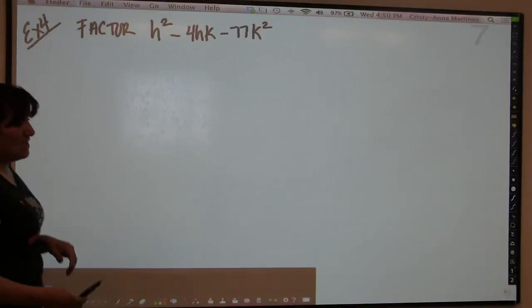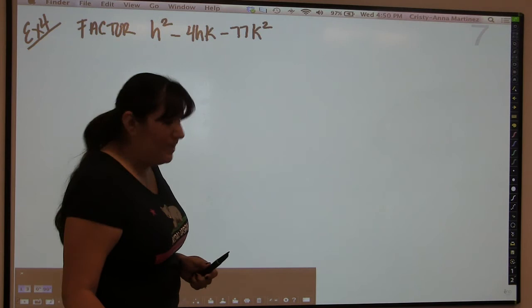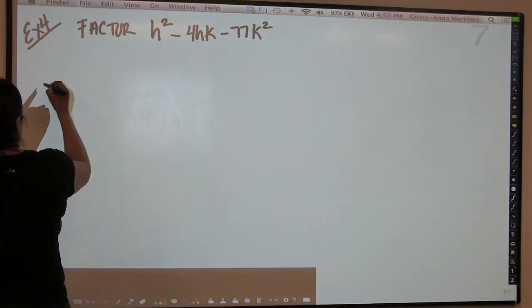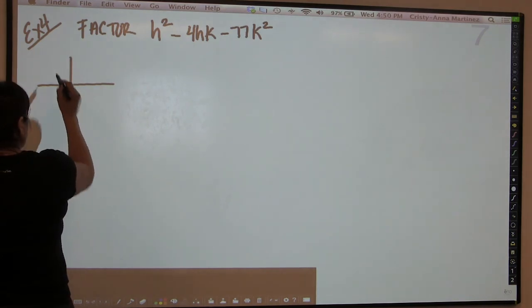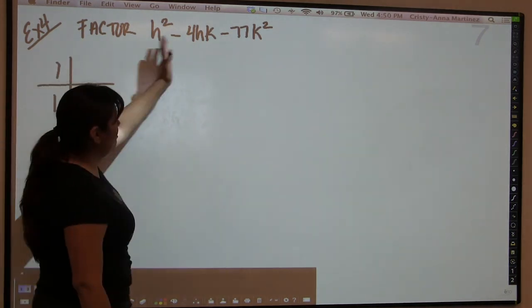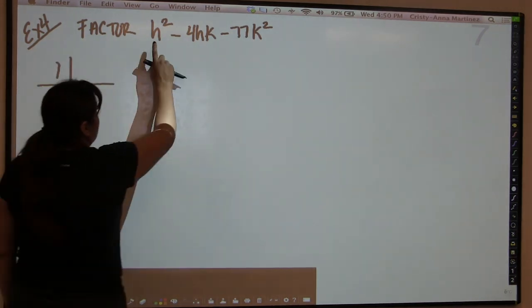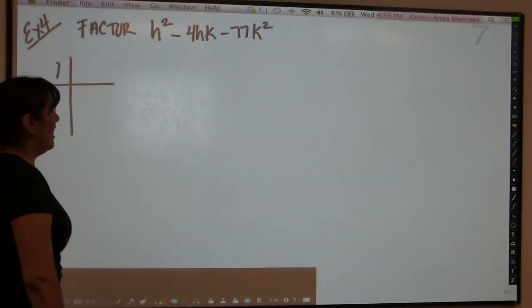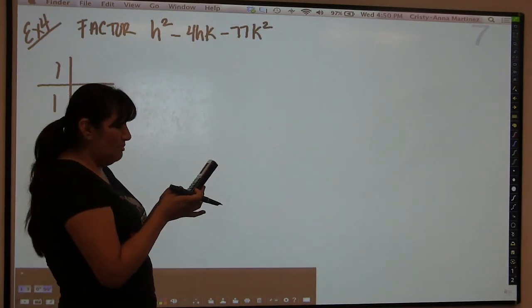And this is the last example I want to show you. It's an example that has 2 variables, h and k. But have no fear. For the most part, you can ignore the 2 variables situation and just deal with the numbers. 1, negative 4, and negative 77. So I need factors of negative 77, and that is just an ugly number. What are they going to be? 11 times 7. Sounds like a plan to me.